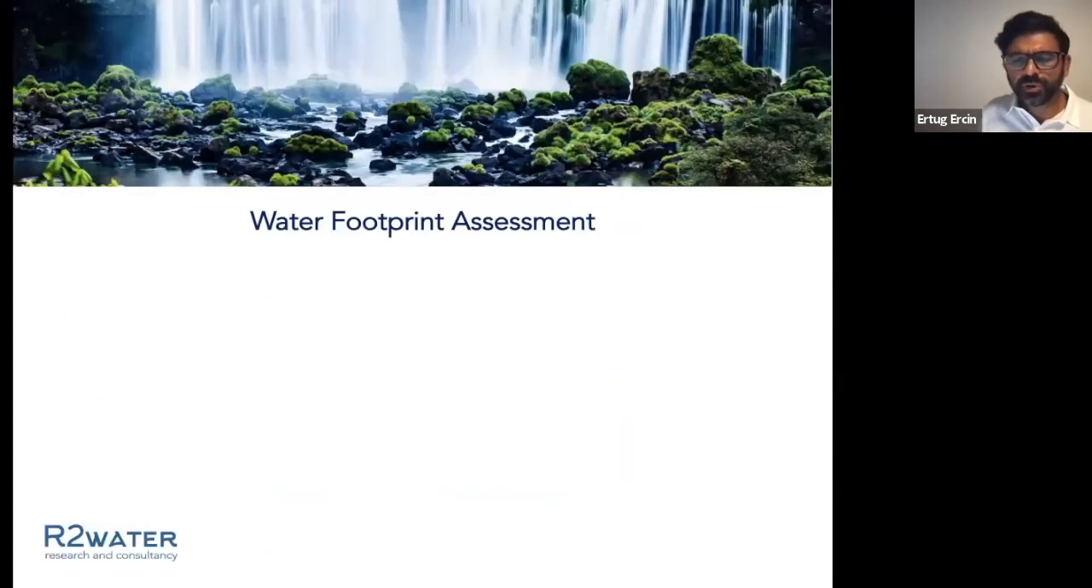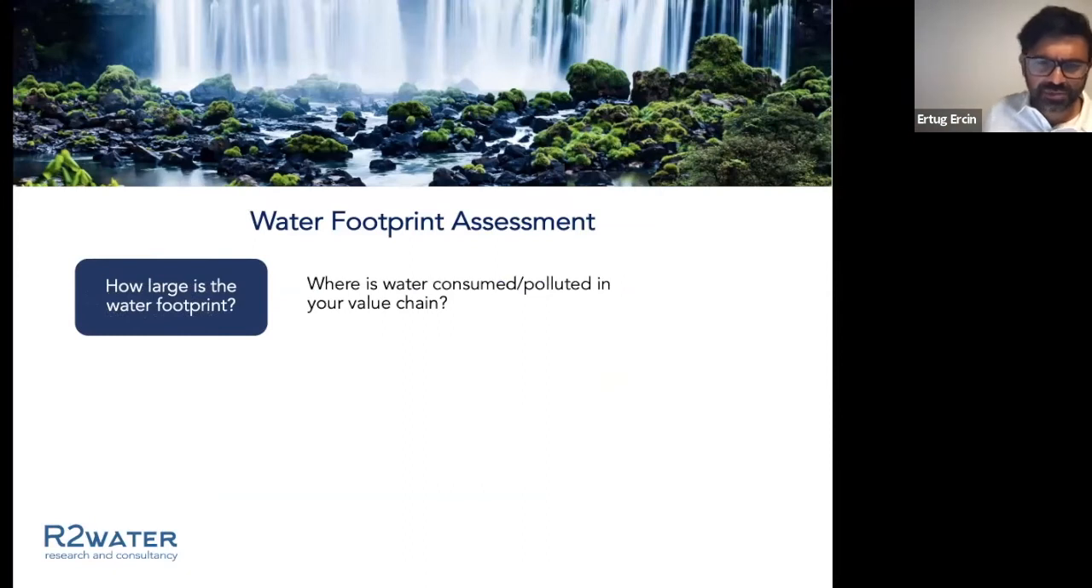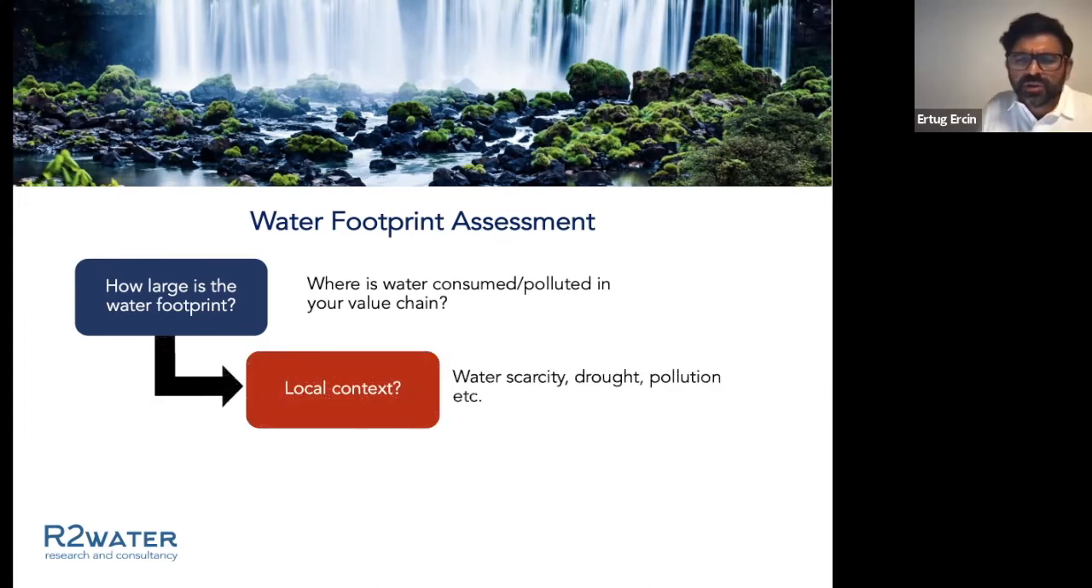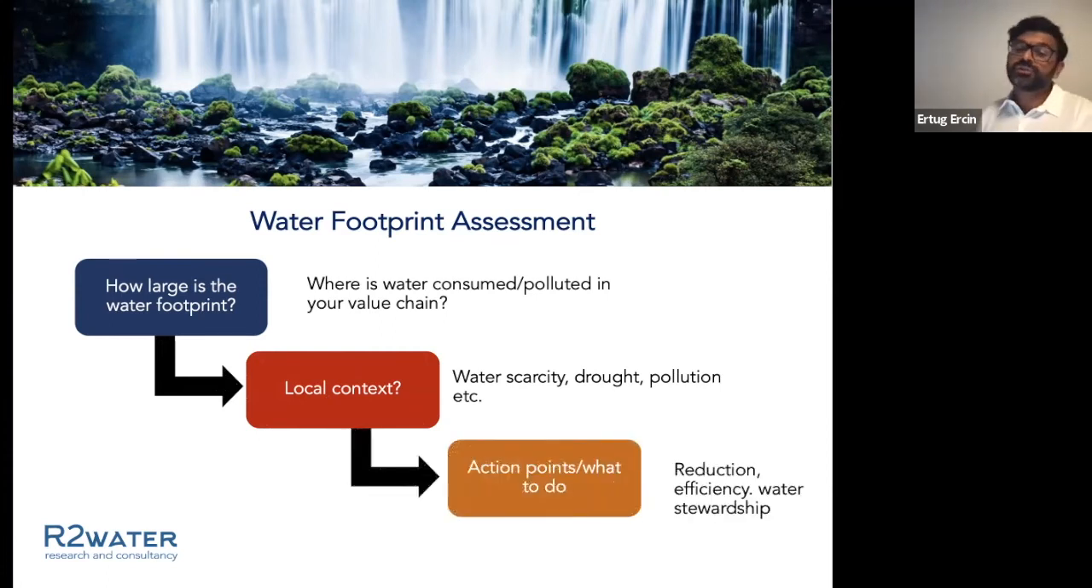That's what we call water footprint assessment. Ultimately, you take that number and put it into a more comprehensive assessment. You first calculate how large your water footprint is. Then you look at the local context, where you are based in your production. What is the water problem there? Is it a water pollution problem? Is it water scarcity? Is it drought? What can it be? Is it a flood? What is happening there? You look at the local context, and then you come to actions, what to do.